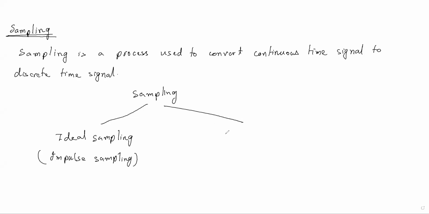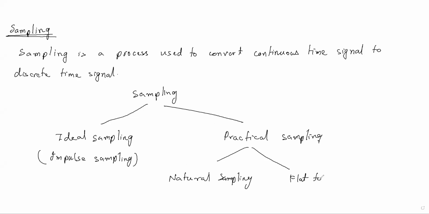Then you can say there is ideal sampling and practical sampling. Practical sampling is mainly of two types. One is natural sampling, and there is flat top sampling.